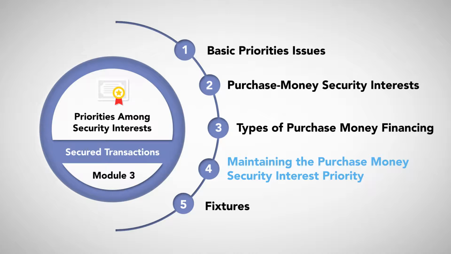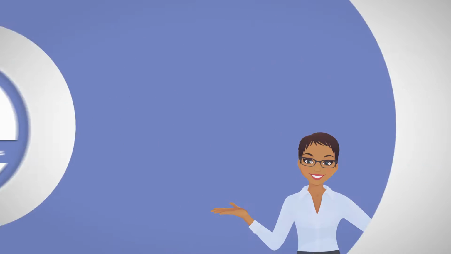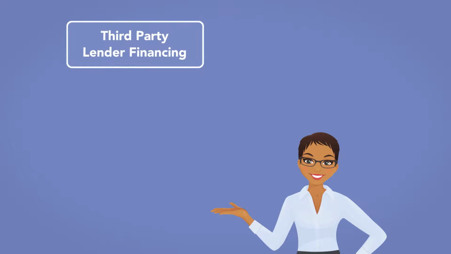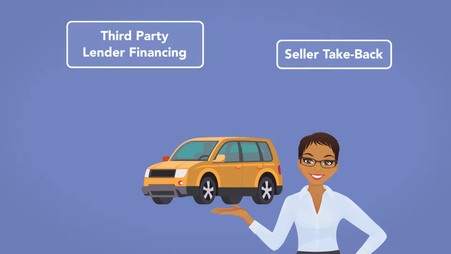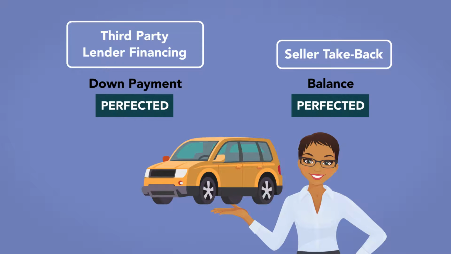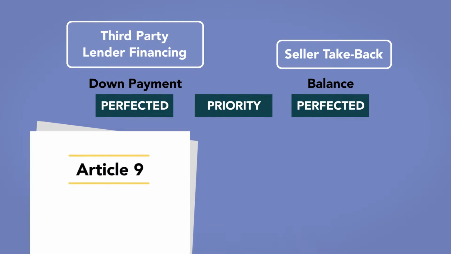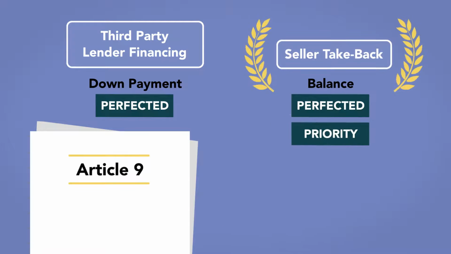Maintaining the purchase money security interest priority. When a debtor has used both a third-party lender and a seller take-back lender to purchase and then finance the same collateral, such as one loan for the down payment and the other for the balance, and they both perfect within 20 days as required, they wind up tied for priority. Article 9 resolves this tie by declaring the seller take-back lender the winner ahead of the third-party lender.